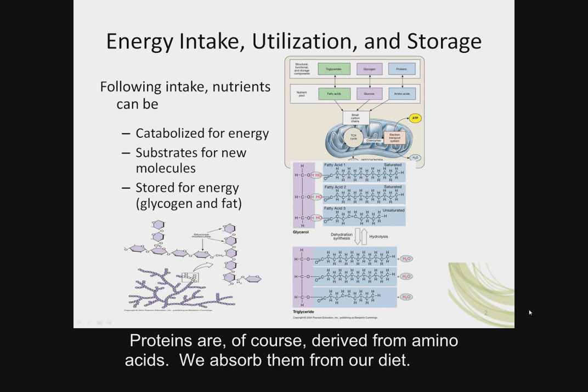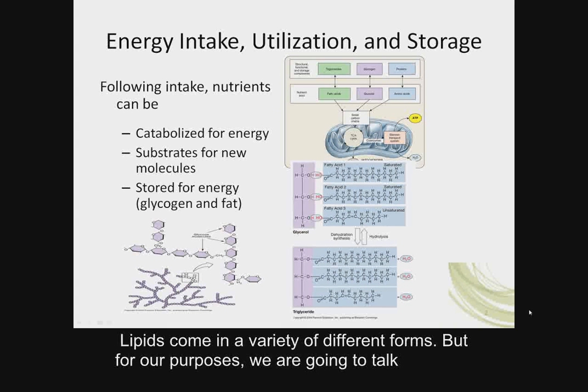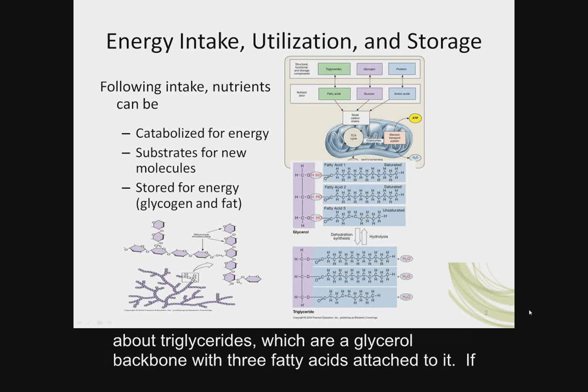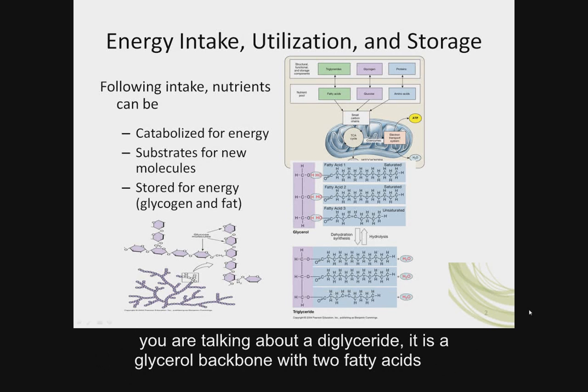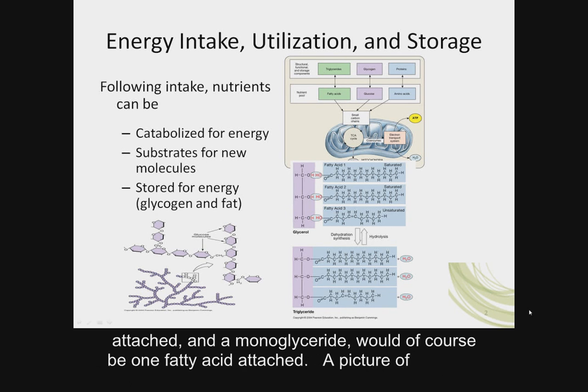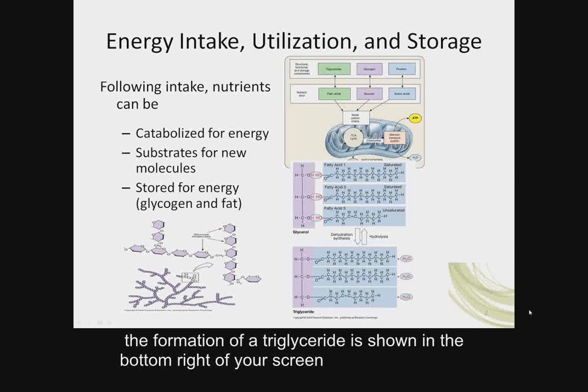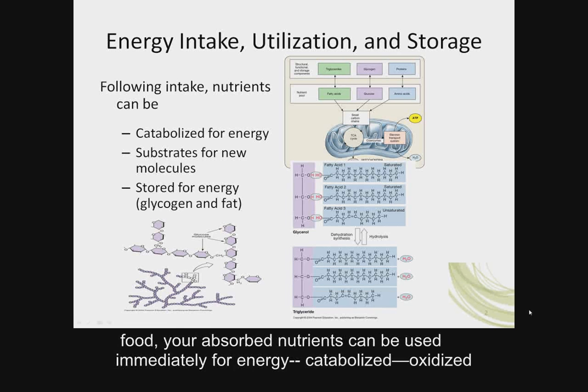Proteins are, of course, derived from amino acids. We absorb them from our diet. Lipids come in a variety of different forms, but for our purposes, we are going to talk about triglycerides, which are a glycerol backbone with 3 fatty acids attached to it. If you're talking about a diglyceride, it is a glycerol backbone with 2 fatty acids attached. And a monoglyceride would of course be 1 fatty acid attached. A picture of the formation of a triglyceride is shown in the bottom right of your screen.